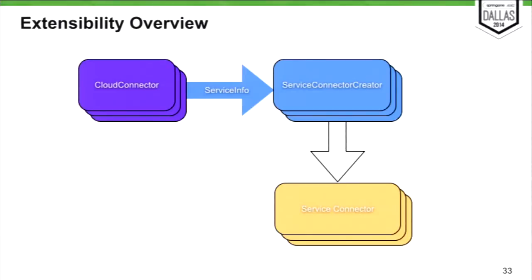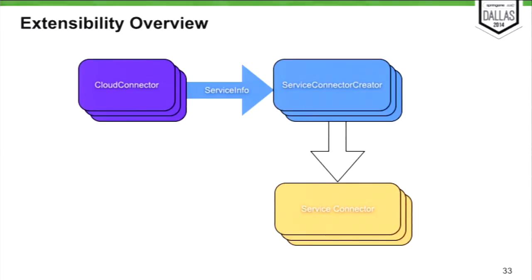And then the thing that your application actually wants to consume is the box in the bottom right, which is the service connector. That's the data source or the MongoDB factory or whatever the actual type is that your application wants to consume. And all the rest of the code is how to wire those 2 things together, how to go from a cloud connector that knows about the operating environment to an actual connection object that your application can use.